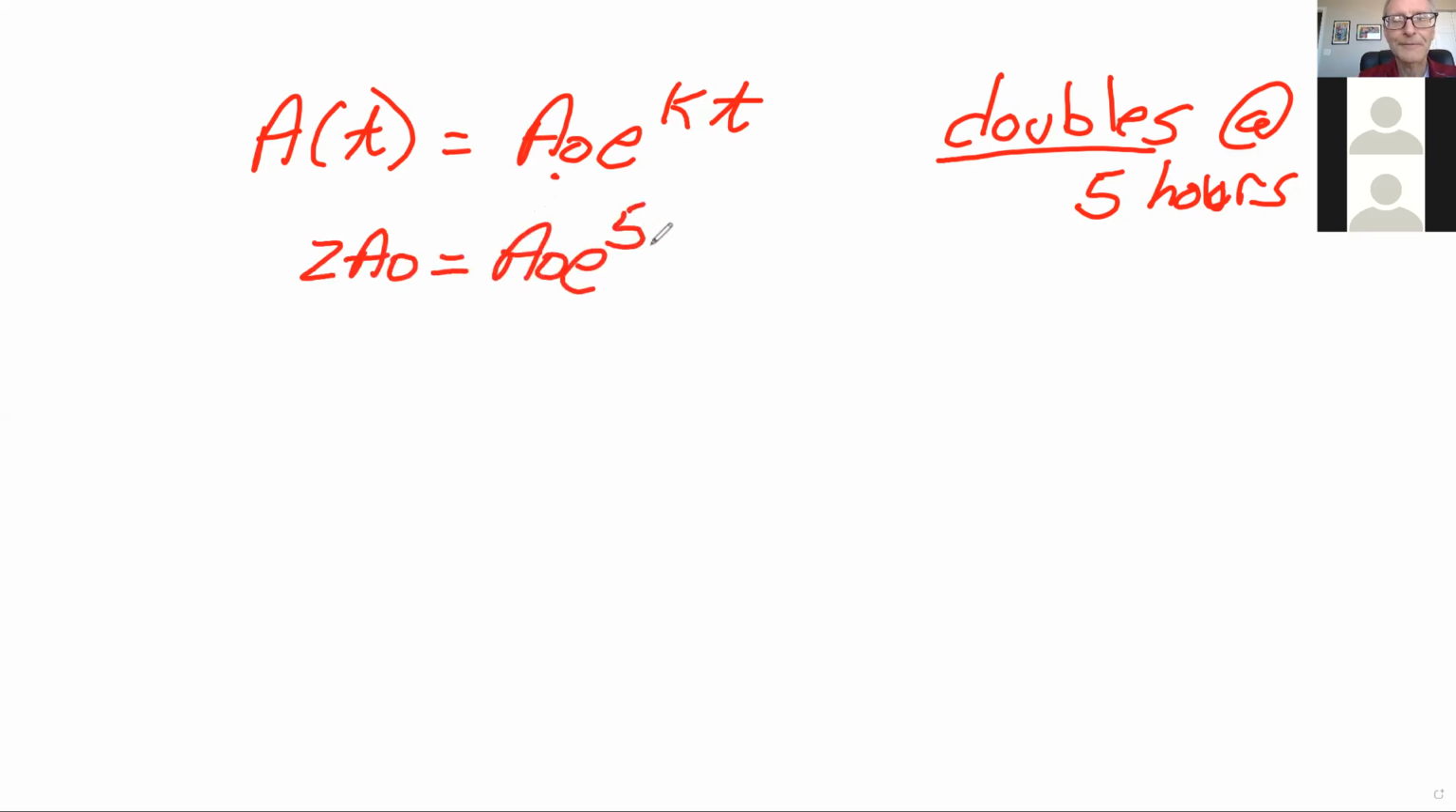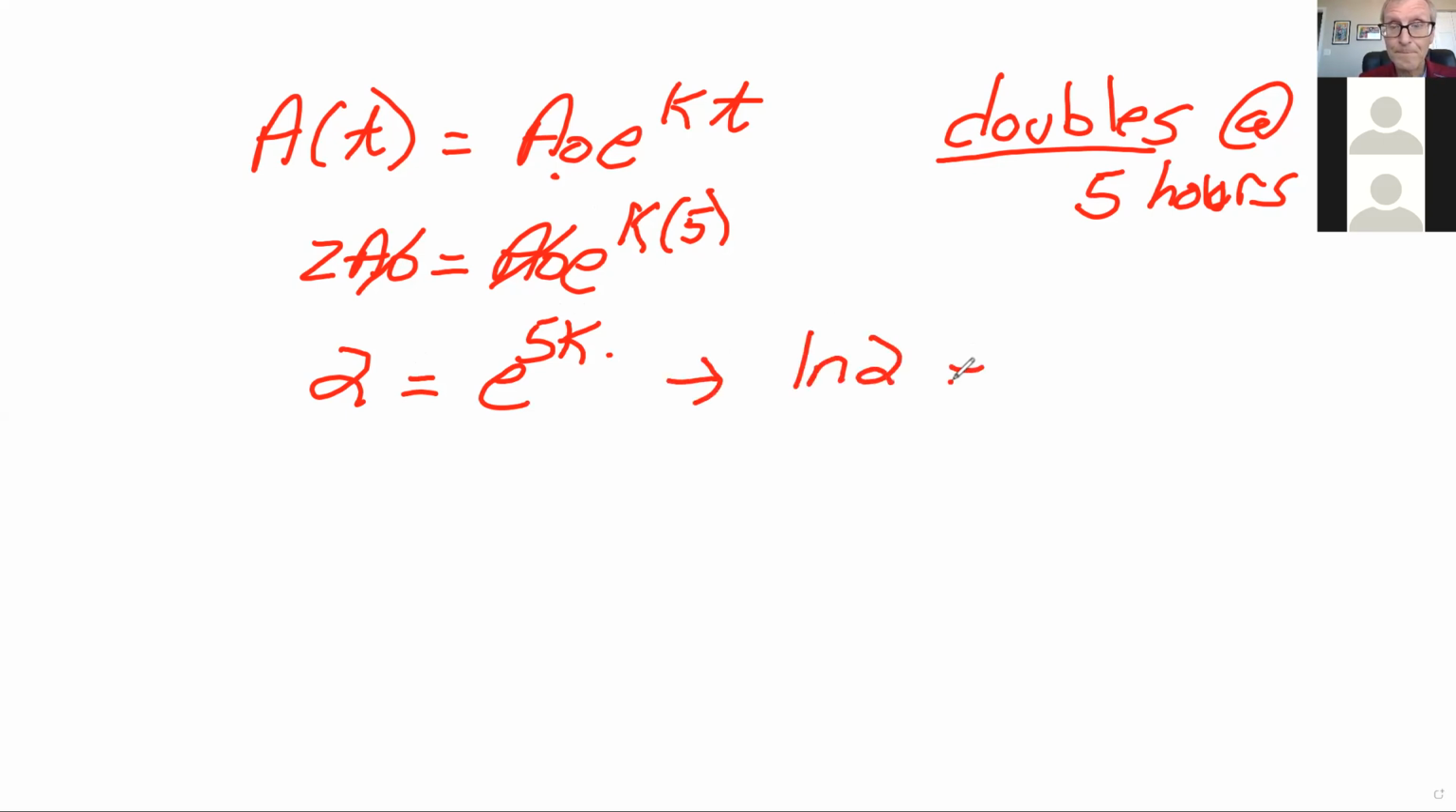And now this would be 5t. Whoops, not t. We're calculating K. It'd be K times 5. So again, the same strategy here. These will cancel, right? You divide each side by A0. And you end up with 2 equals e to the 5 times K, right? And so you see the strategy. Take the natural log of both sides. And then you can bring the 5K out front.